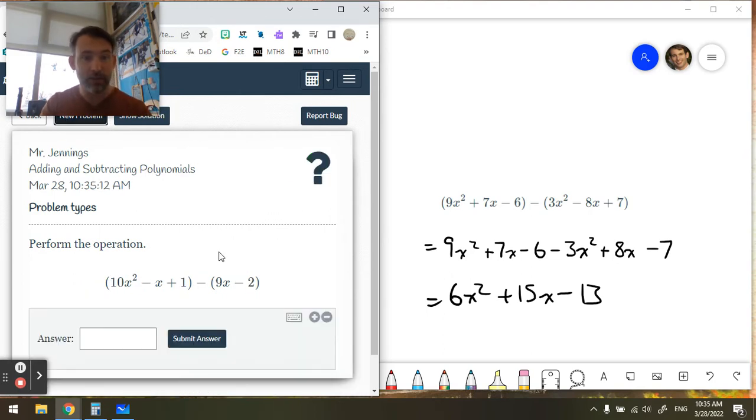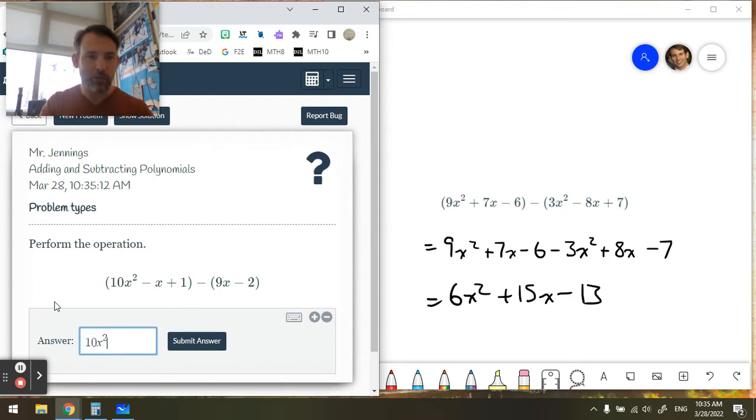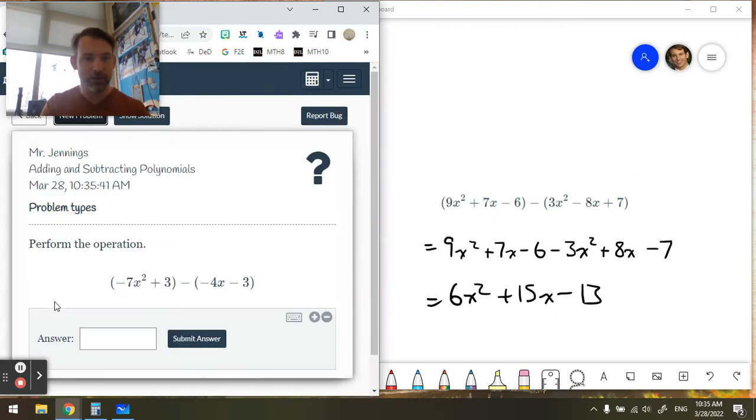So you can see adding and subtracting polynomials. Actually, there's another problem type that I want you to see. But here I'll show you that I can do this one without some scratch paper. I see that there's only one x squared term, so that's 10x squared. Minus x minus 9x would give me minus 10x. And then plus 1 minus minus 2. Minus minus 2 is now plus 2. 2 plus 1 is 3. So this will be plus 3. That's how you do those. Let's see if I get one of these. No, let's do new problem.